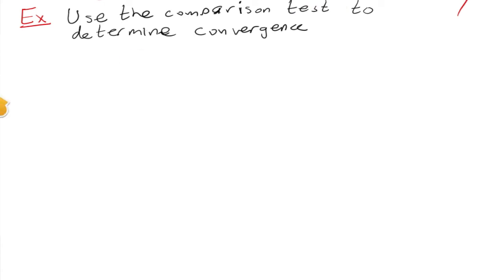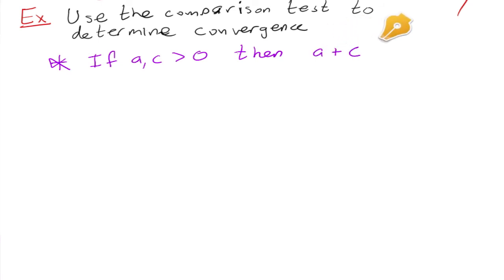Okay, so before I give you an example, this is a super important fact, very important. If A and C are positive, then I think it's obvious that A plus C is greater than A. Yes? Super obvious, right? Okay, good.